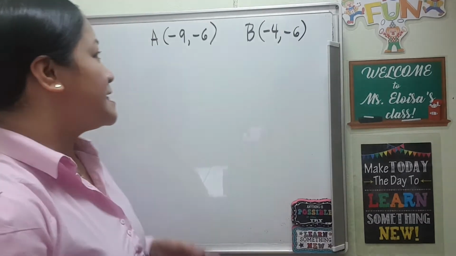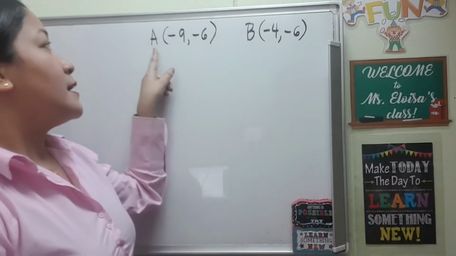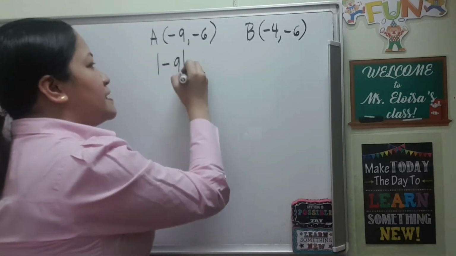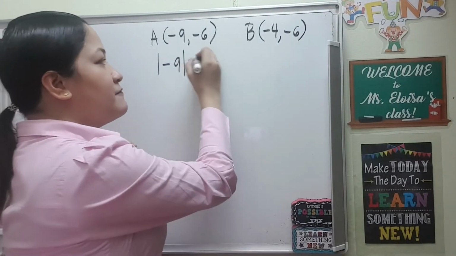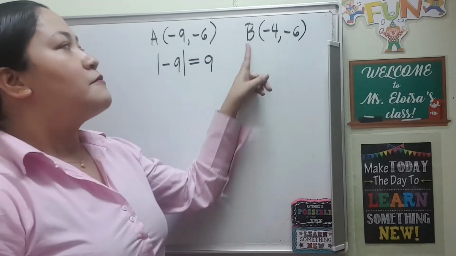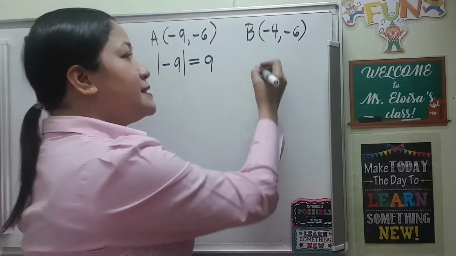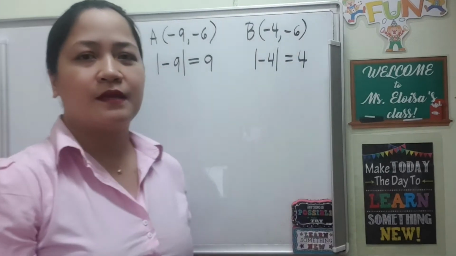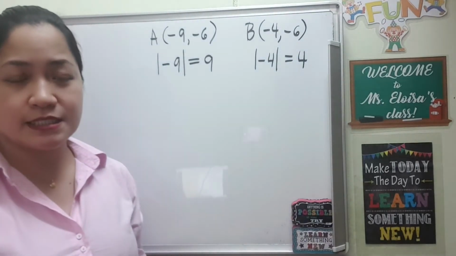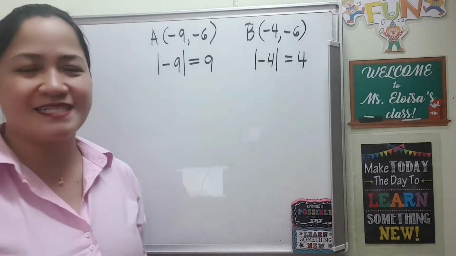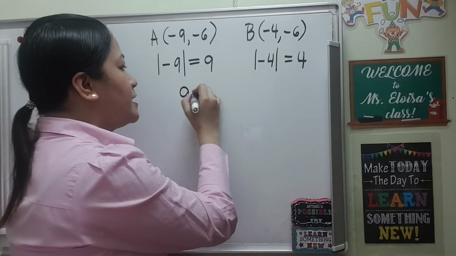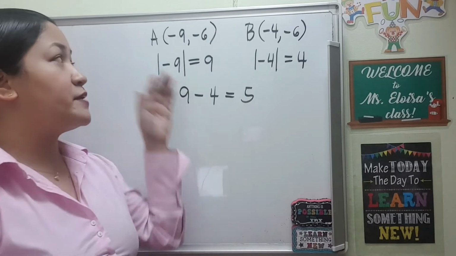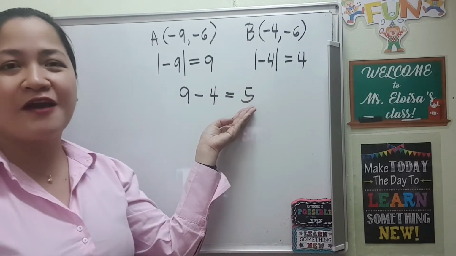Let's do it. So from 0, the distance of point A is absolute value of negative 9. And the absolute value of negative 9 is 9. Point B from 0 has a distance of absolute value of 4 or 4. Now again, they are on the same quadrants, so we are going to subtract their distances. So that will be 9 minus 4, and that is equal to 5. That means the distance between A and B is 5 units.